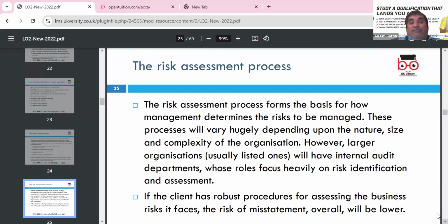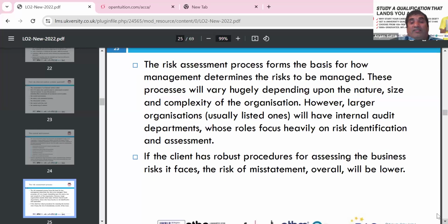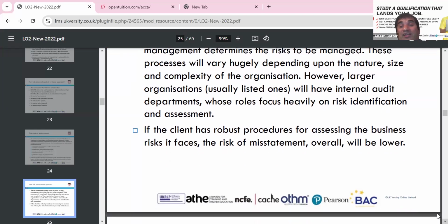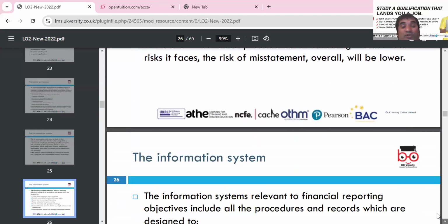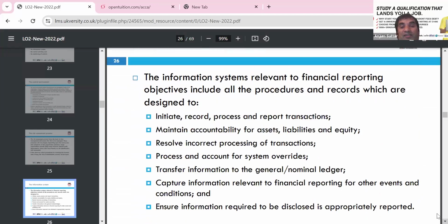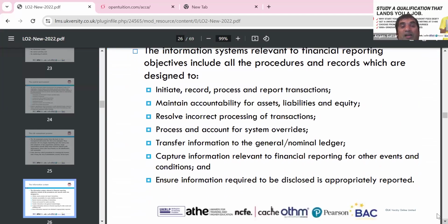And we can learn from it, and we can look around the risk. It can have a huge impact on the company's reputation. So risk identification, assessment, and misstatement overall, that is what we need to address through the internal control system. Information: initiate, record, process, and report transactions, and maintain accountability of assets, liabilities, and equity.